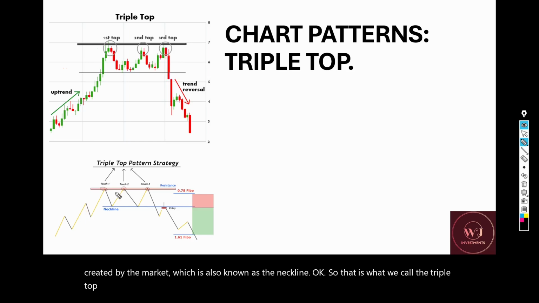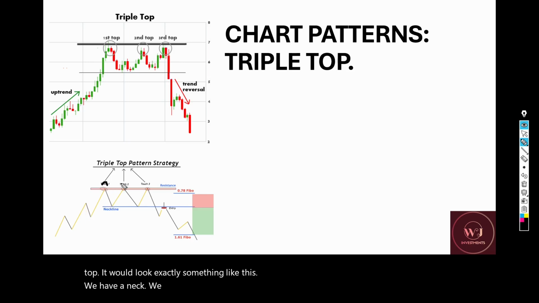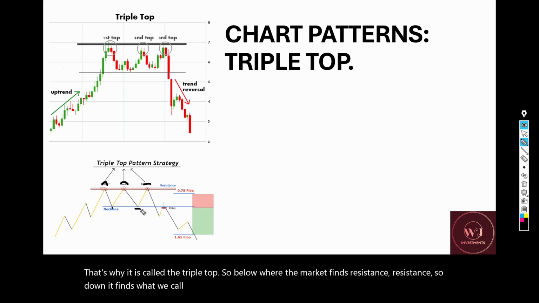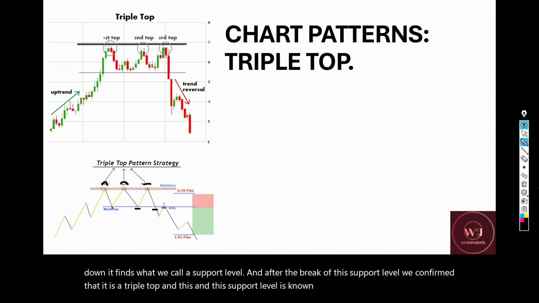It would look exactly something like this. Here we have a neck, we have the first level of resistance, a second level of resistance, and then a third one. That's why it is called the triple top. So below, where the market finds resistance, down it finds what we call a support level. And after the break of this support level, we confirm that it is a triple top, and this support level is known as a neckline.